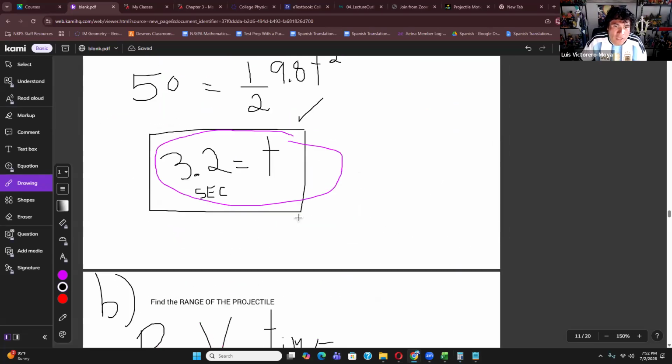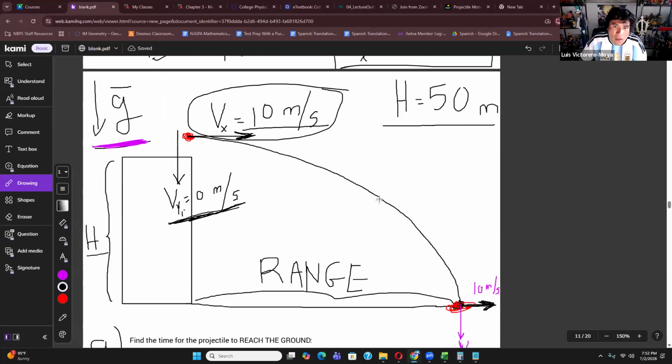So the projectile reaches a final velocity of 33, like this. Okay. That's how you analyze free fall projectile motion.